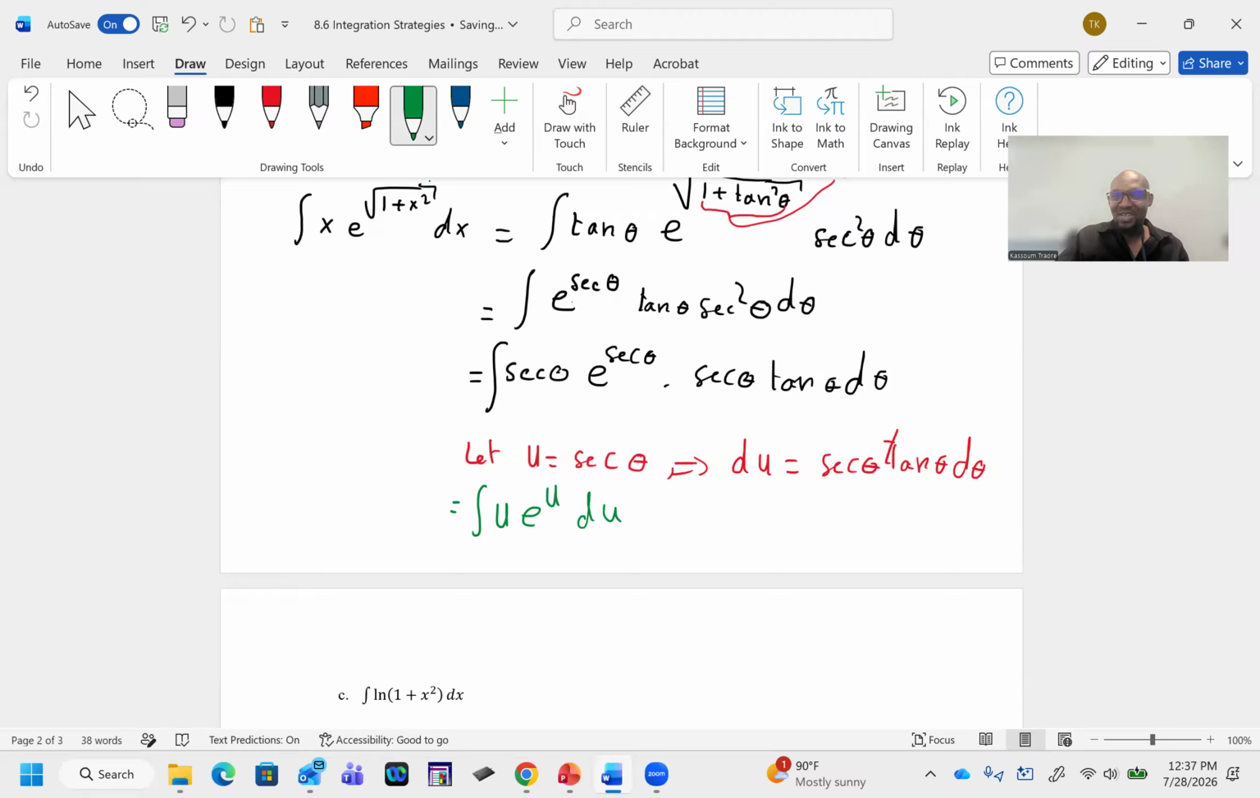Does that make sense to everyone? You see how beautiful this is? And then you can do what? Integration by parts to integrate this one now. I will let you do the rest, and then use integration by parts.